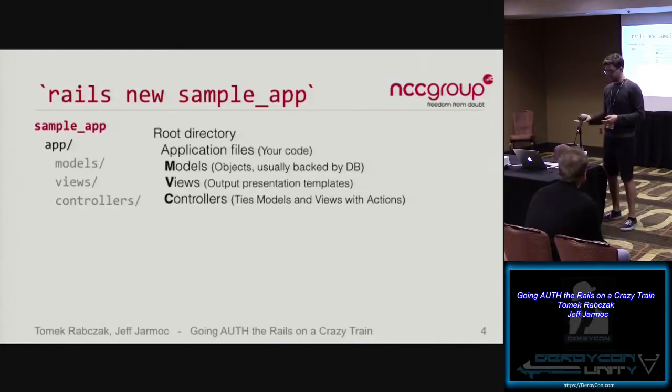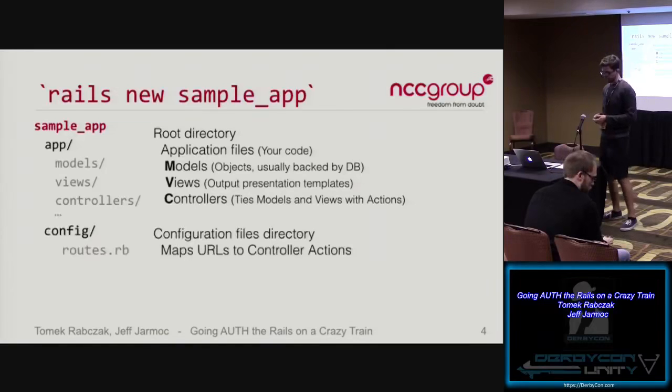You've got the models directory, so the models are going to be mappings of objects to database rows and tables. And then you've got the views, that's going to be the templates that the client is actually going to see when they go to your website. And the controllers, that's the piece that glues the model and the views together and gets everything ready to present to the user.